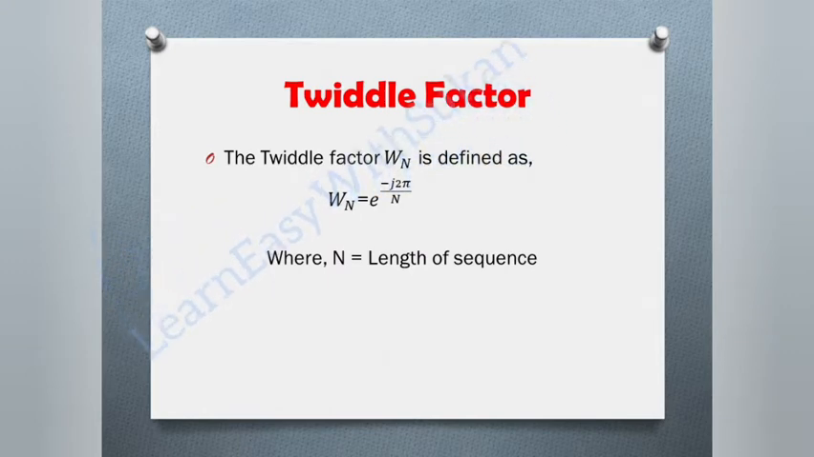Now the twiddle factor, as mentioned previously. What is a twiddle factor? It is defined as W N is equal to e power minus j 2 pi by N, where N is the length of the sequence. So come on friends, now let us go into the problem.